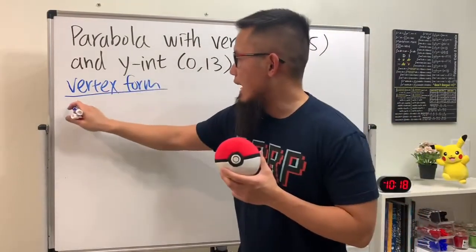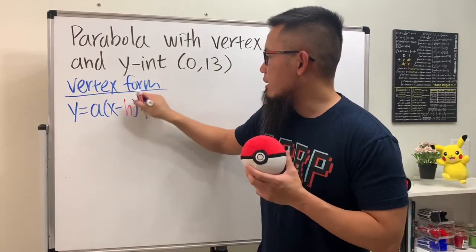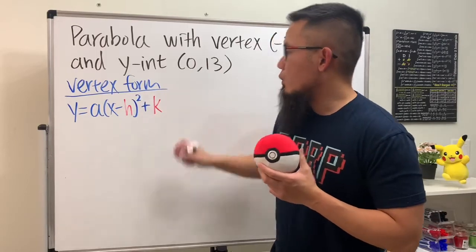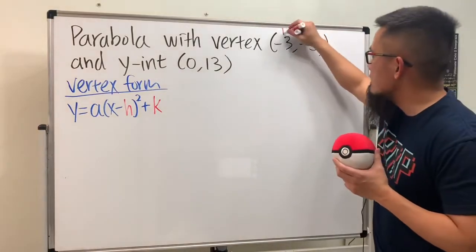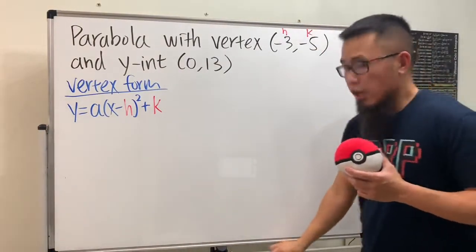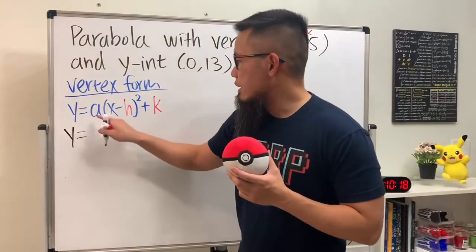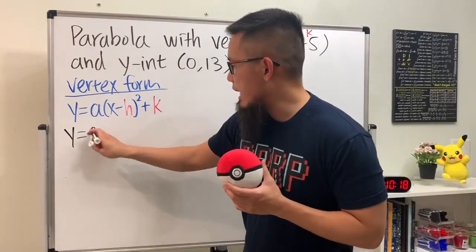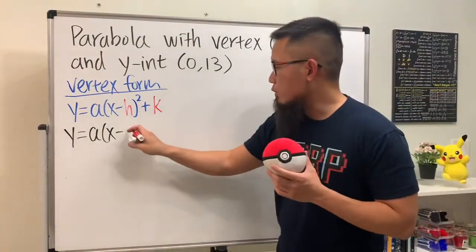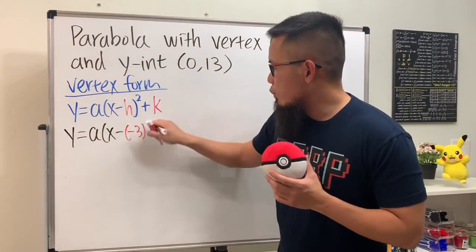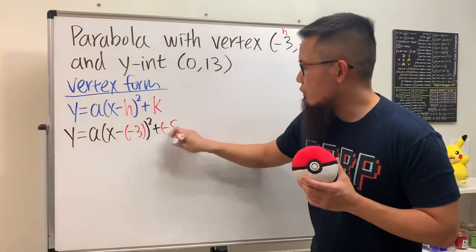Okay, it says we have y is equal to a times x minus h, and then square, and then plus k. Well, when we have this right here, the h and k are exactly the vertex. So this is the h, this is the k. Therefore, we can actually just plug in these two numbers. And we will get y is equal to, and then the a we still don't know yet, so we'll just put that down. And then we have x minus h is -3. So we'll put that down right here. And then we square that, and then we add the k, which is -5. Okay, so far so good.